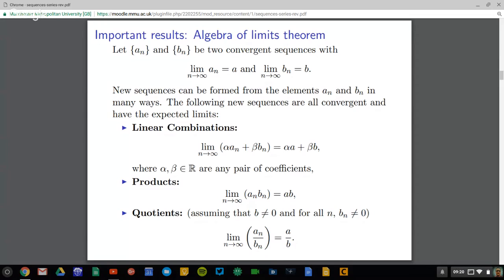Okay. Any questions about that? So that can be used to determine the limits of compound sequences: sequences that, when you look at the formula for them or the specification of them, are built up out of simpler sequences.